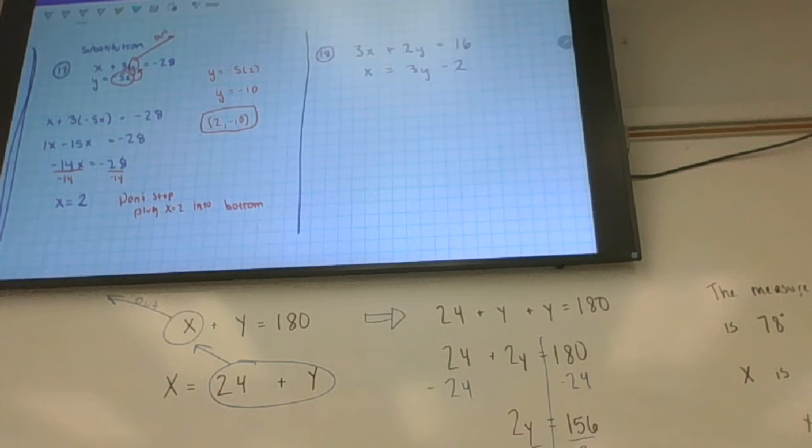This one's called substitution. This is only if directions say the word substitution. This down here says what x is. X is 3y minus 2. So what you do is you circle the x. Sometimes you circle the y depending on how it looks. If it's y equals, you circle the y. If it's x equals, you circle the x. You take it out, and you put all of this in.